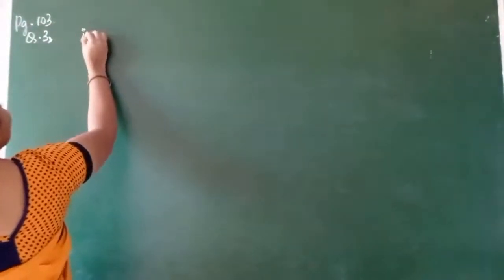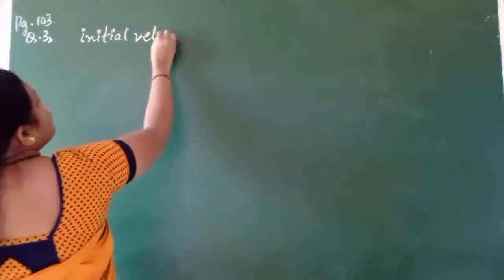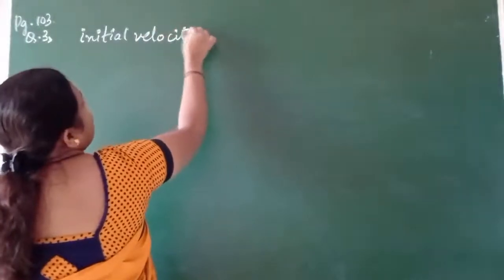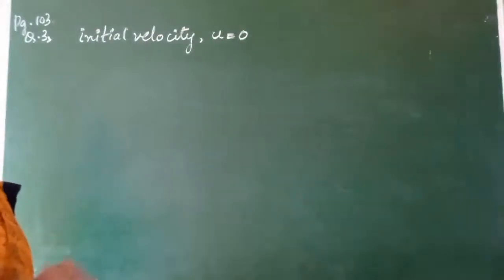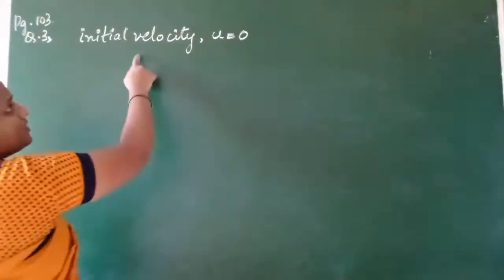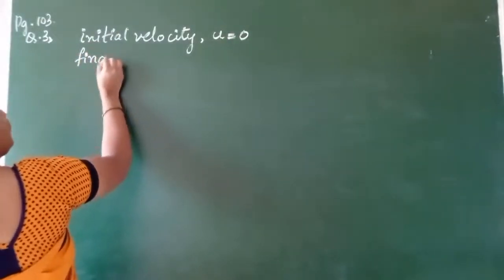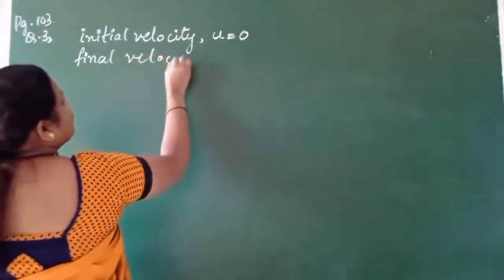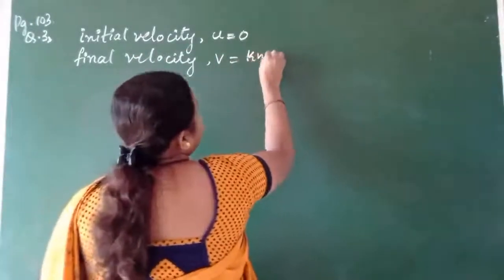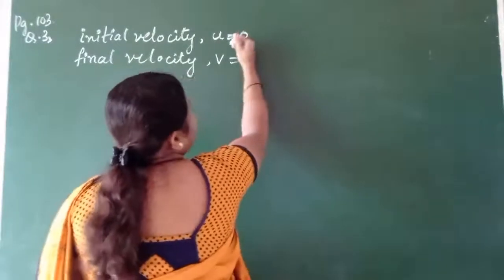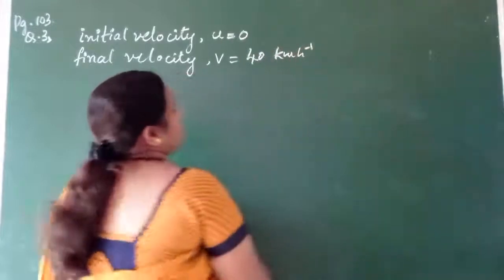So its initial velocity. Is it moving with an initial velocity? No, it starts from rest. So u is found to be 0. At rest, its speed is what? 0. So the final velocity is what, children, here? It attains some speed, that is 40 km per hour. 40 km per hour, isn't it?